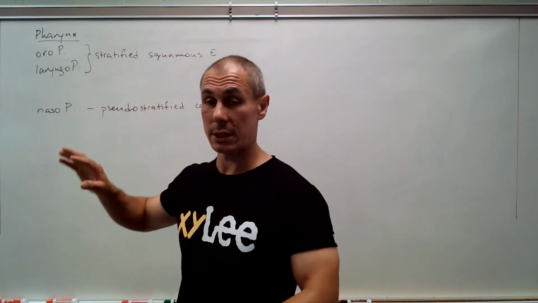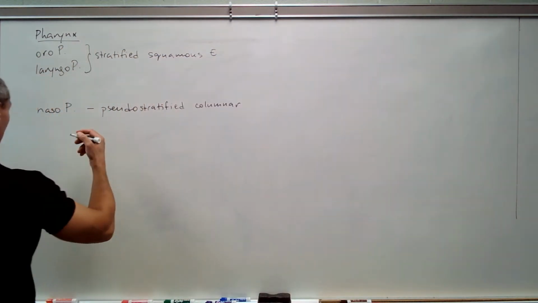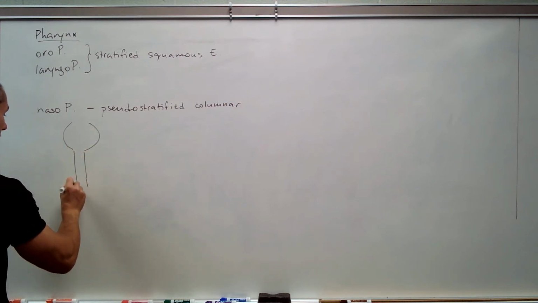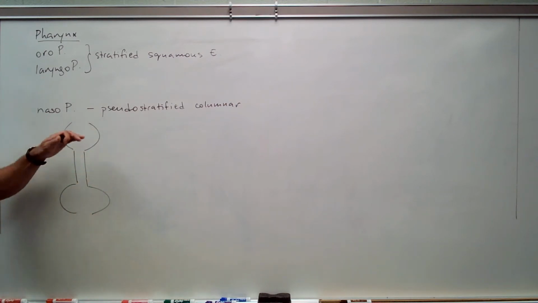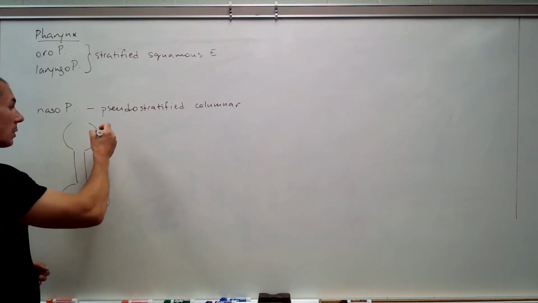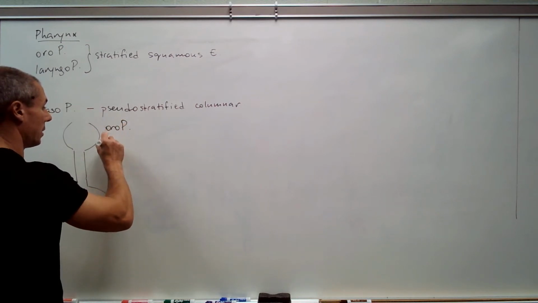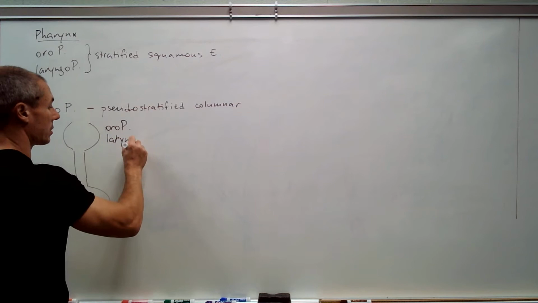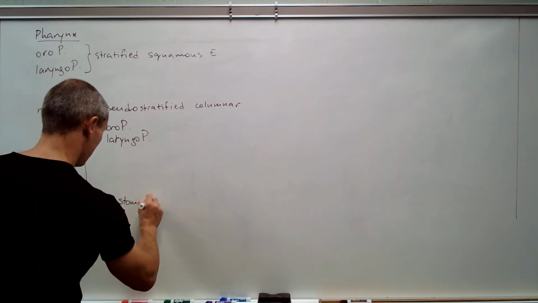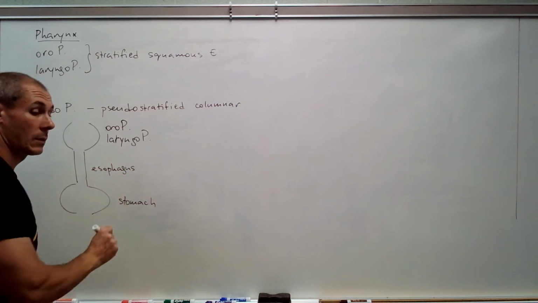So pharynx is connected, and I'm going to do a little bit of a schematic idea of the alimentary canal. So this is going to be your oropharynx and then laryngopharynx together. And this is the stomach. This is esophagus. Does that make sense?